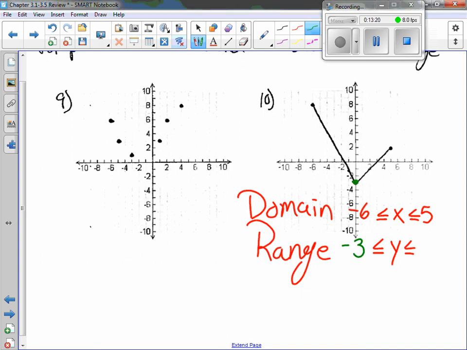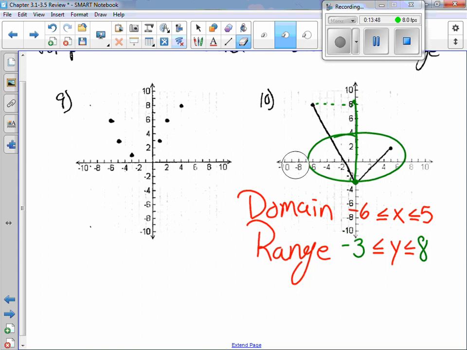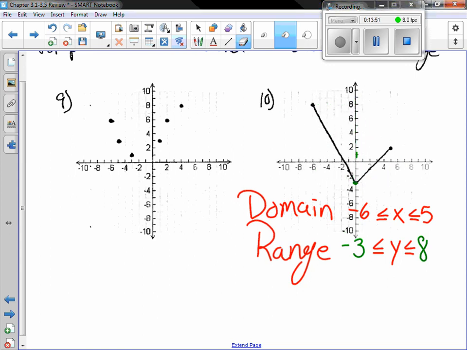Now we would go up to see what is the biggest one. If we went up in this direction, where would we stop? 8, because that is the biggest y value, yes? So the range for this here would be -3 is less than or equal to y is less than or equal to 8. Now it's fine that some of the values repeat themselves, like any of the values right here for y, because we're just talking about what are the y values. That's it. Questions on this here?